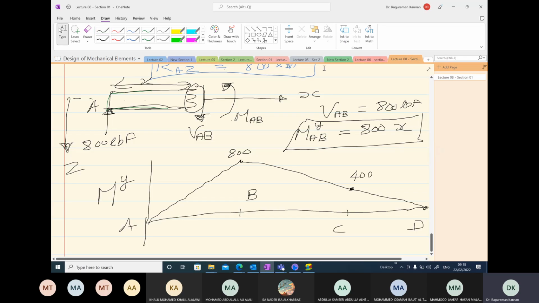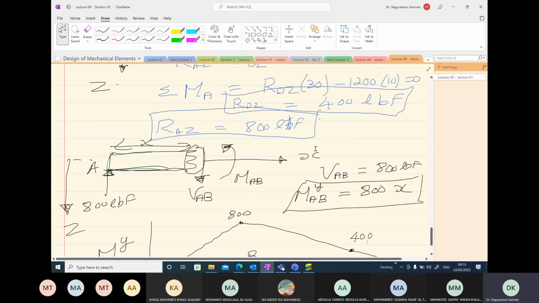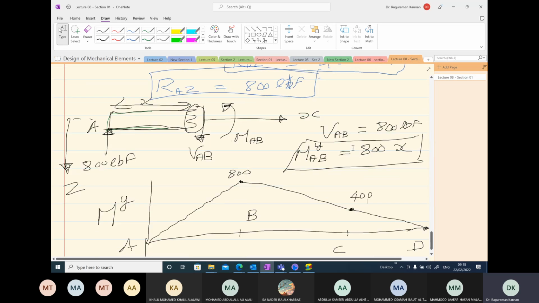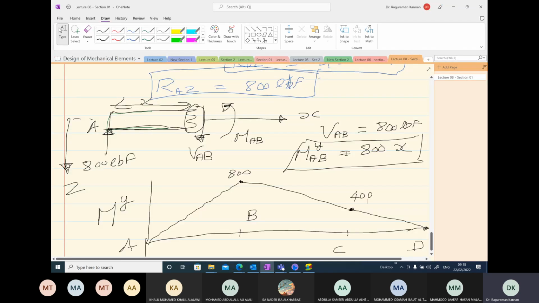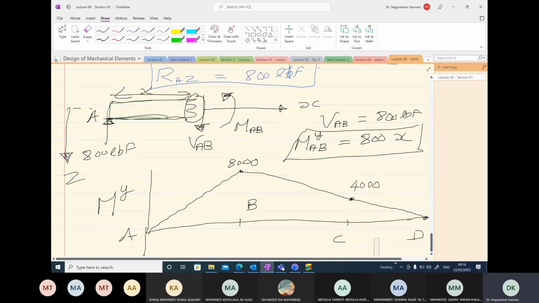At point C, we can see it is half of the value, 400 pound force inch. Sorry, is it 800? No. This is 8,000. Should be 8,000, right? MY 8,000, yes. Because 800 times 10, 8,000 here and 4,000 here. So this is the result we get for bending moment with respect to y-axis.